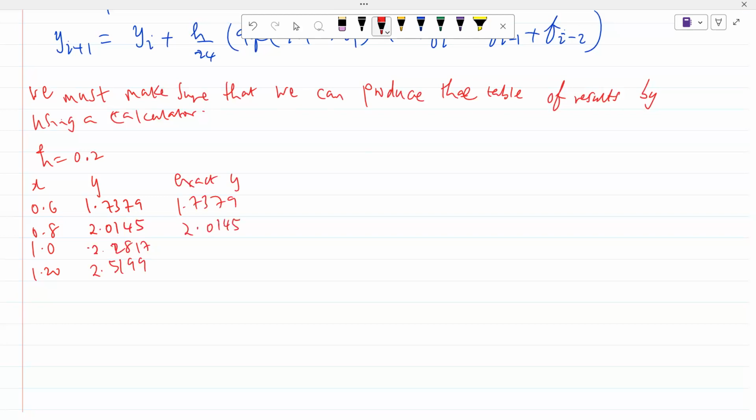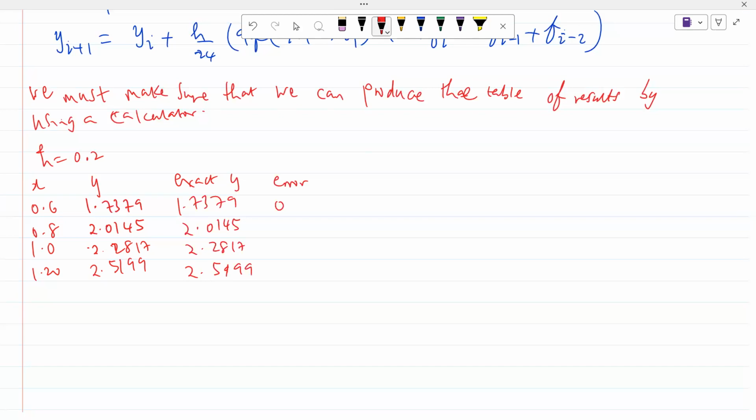2.0145. Here they coincide. It's not always the case that the exact y and the y coincide, but here they do coincide. We did this already, so I'm not going to elaborate much. 2.5199, this is the exact y, and then you have the error. Because they coincide, the error is 0, because the exact y and the y are exactly the same.